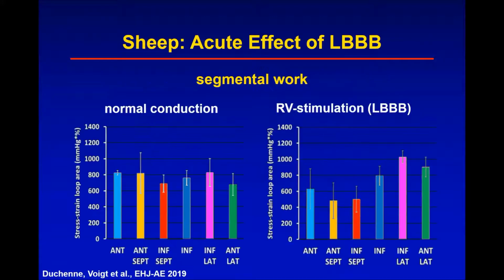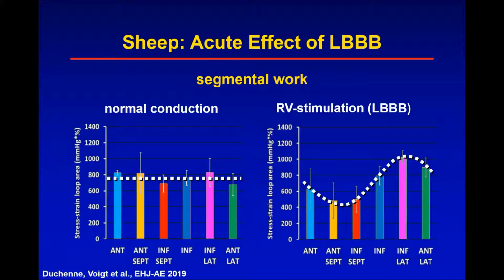And when we now look, this is the graphical illustration of all the sheep, and on average, in the normal conduction, we have more or less the same distribution of work in all parts of the wall. On the right, under right ventricular stimulation with the left bundle branch block pattern activation, we see that the work performed in the septum becomes less and the work performed in the lateral wall becomes bigger.